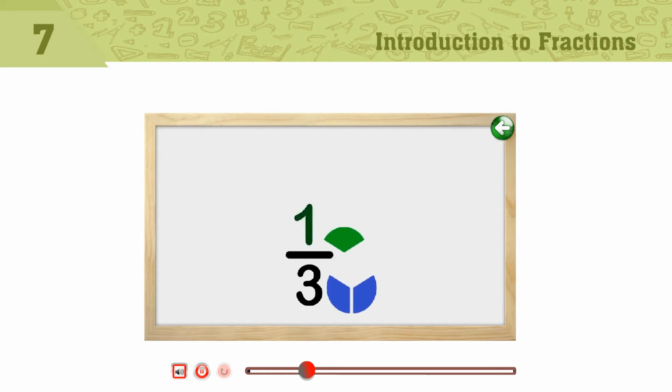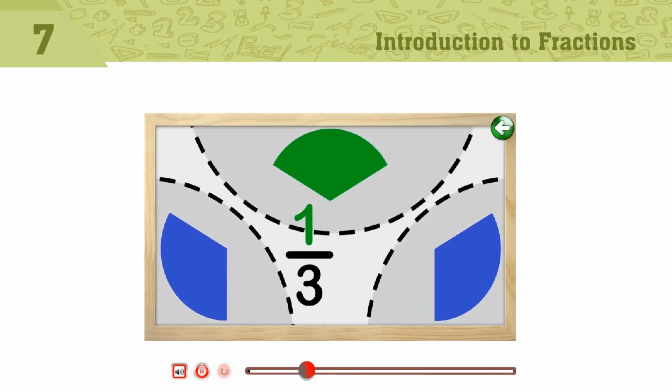If you look at the third of the circle that is colored green, you will see that there is just 1 part, my part of the circle. The number 1 on top represents my part of the circle. I have 1/3 of the whole circle.